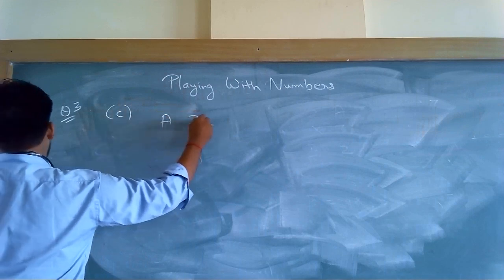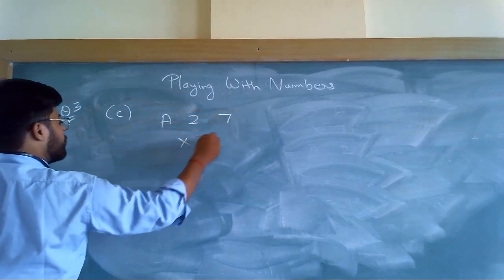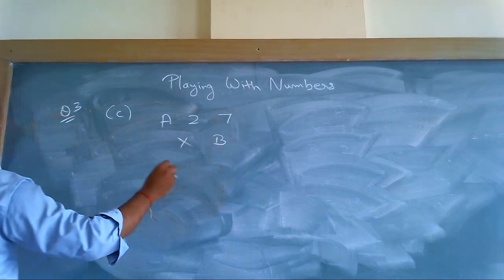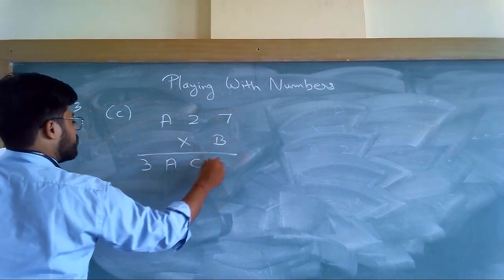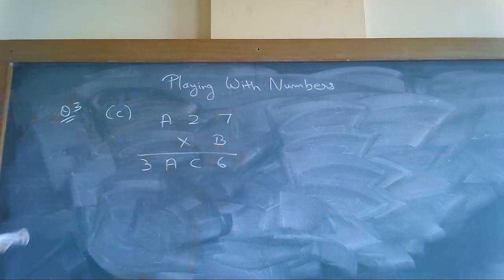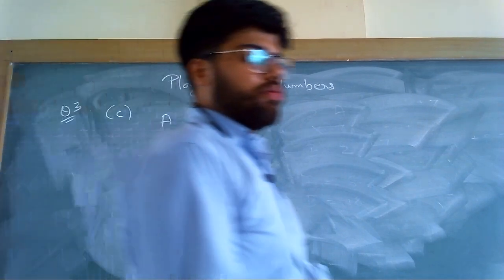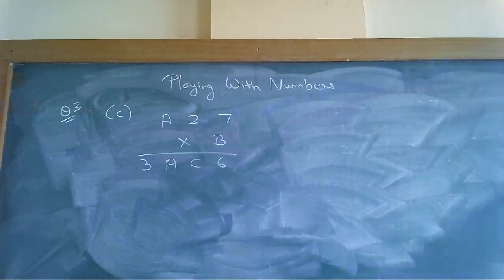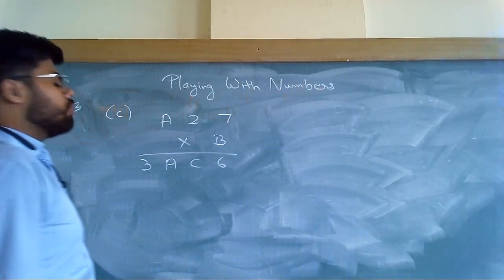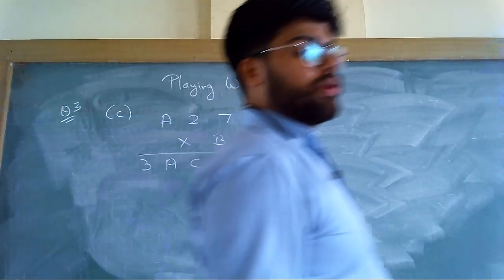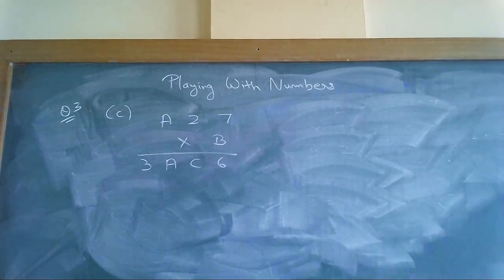A 2 7 multiplied by B equals 3 A C 6. This is the question. Now we have to find the value of A, B, C. Think about this: what value do I put in the place of A, B and C?